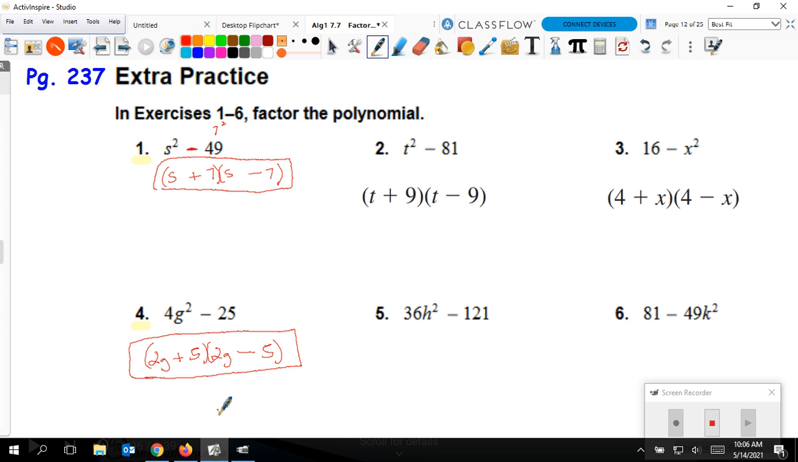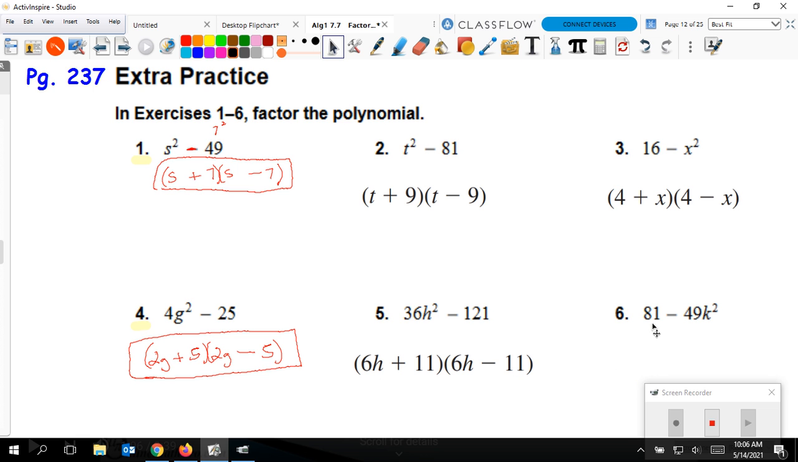All right, so go ahead and try 5 and 6. Pause the video and do 5 and 6 and then play to check those two answers. So here for number 5, you should be checking your answer then. 36 would be 6 times itself, or 6 squared. So 6h will be up in front of each one. 121 is 11 squared, so 11 should be behind. So it'll be 6h, 6h, then the 11 and the 11, 1 plus, 1 minus for the two binomials.